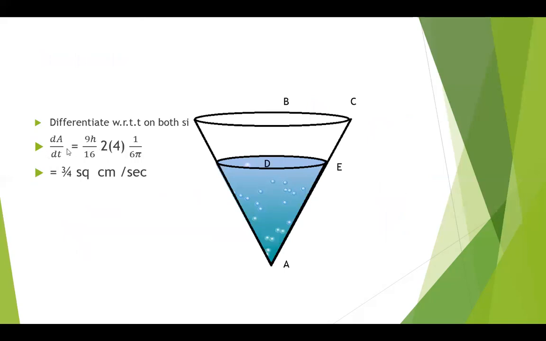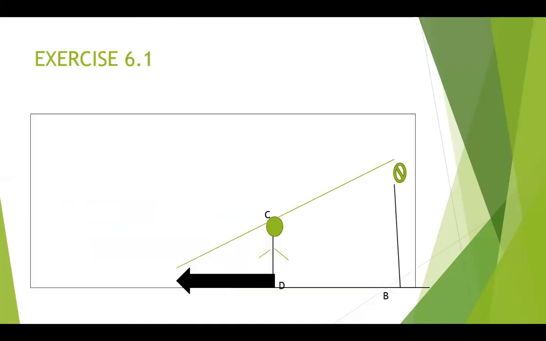When I differentiate this with respect to t and substitute H as 4 centimeters, when H has reached 4 centimeters, still after that also when the water is pouring, at what rate is its surface area increasing is asked. That is 3 by 4 square centimeters per second. I hope you understood.